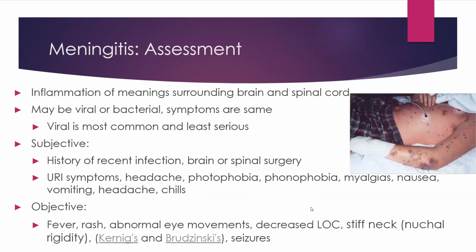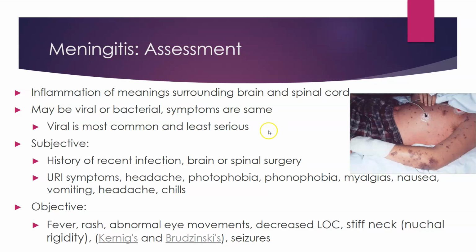So meningitis, this is inflammation of the meninges surrounding the brain and spinal cord. It can be viral, bacterial, fungal, or amoebic. Viral is probably the most common, followed by bacterial. Viral is most common, but less serious. Bacterial tends to be more serious, but the nice thing about that is we do have medications we can give for that, so antibiotics are more effective.